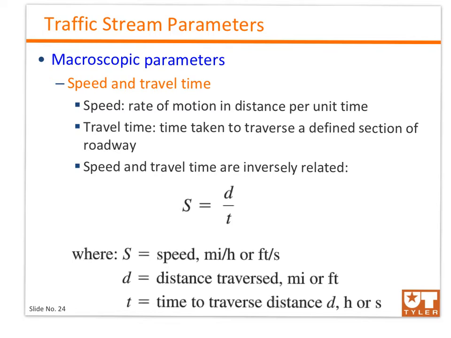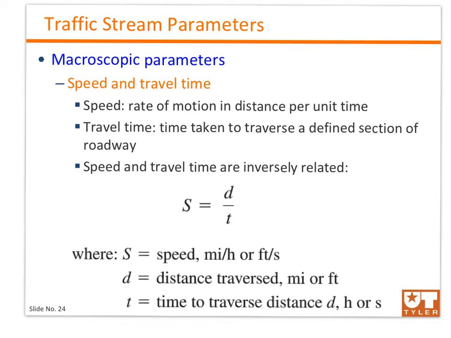Other macroscopic parameters that we tend to calculate as traffic engineers are the speed and the travel time. We all know that speed is basically the rate of motion in distance per unit time, and the travel time is the time that we take to traverse or to move a defined section of a roadway. That's the time taken to move any defined section on a roadway.